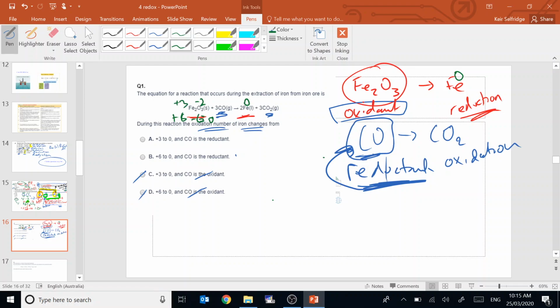Hopefully you understand that, which means the iron went from +3 to 0. That section's right. And the CO is the reductant. That section's right. This section here is wrong, but that section's right. That means our correct answer for this exam question was A.